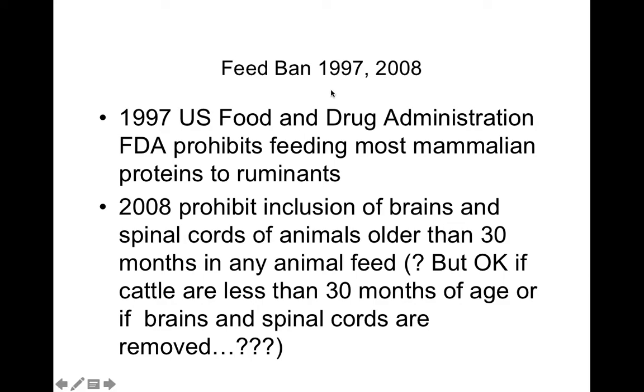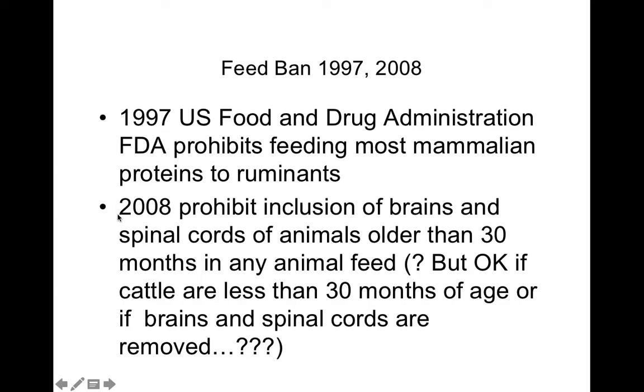So finally, there were some feed bans. In 1997, the U.S. Food and Drug Administration (FDA) prohibited feeding most mammalian proteins to ruminants, right? So not using the blood and bone meal to feed to cows, sheep, and goats. And this kind of troubled me, and I actually don't understand why this wasn't done right from the start.